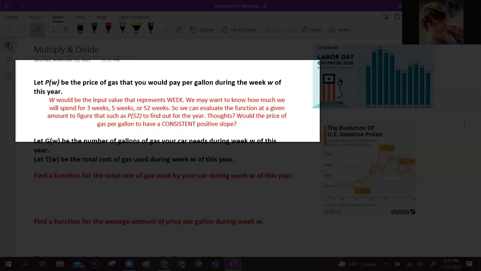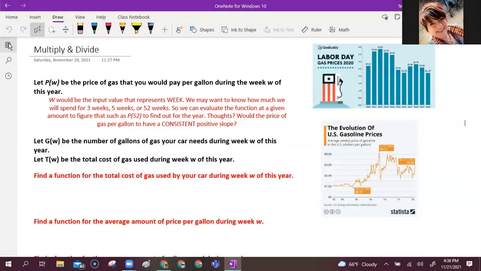Because remember, they didn't really give us the function. All they told us was P of W. Okay, so what is W? W is going to be the input value that represents the week. So they're going to give me some P of something, and I'm going to be throwing in a W. What is the W? The weeks.